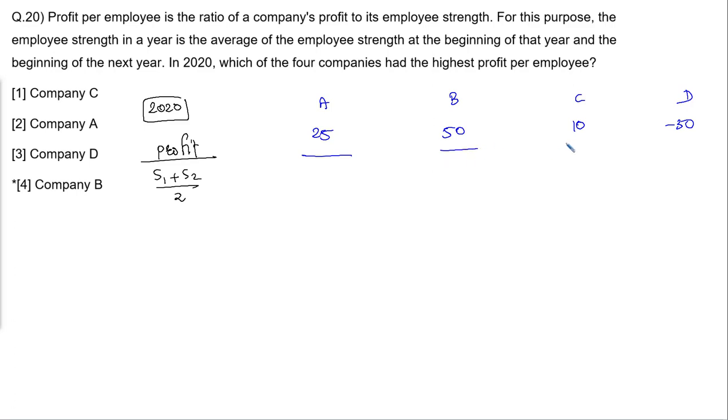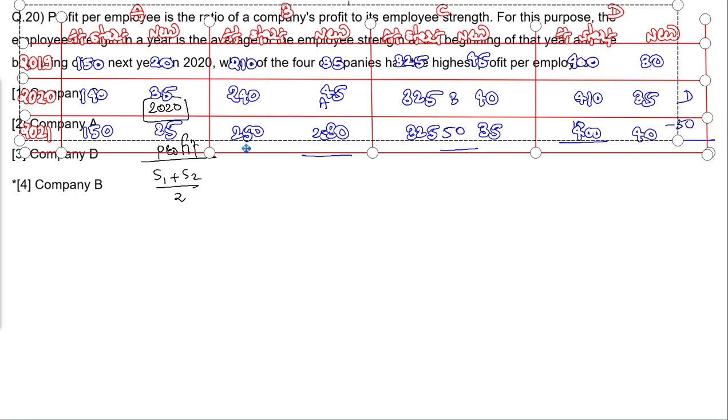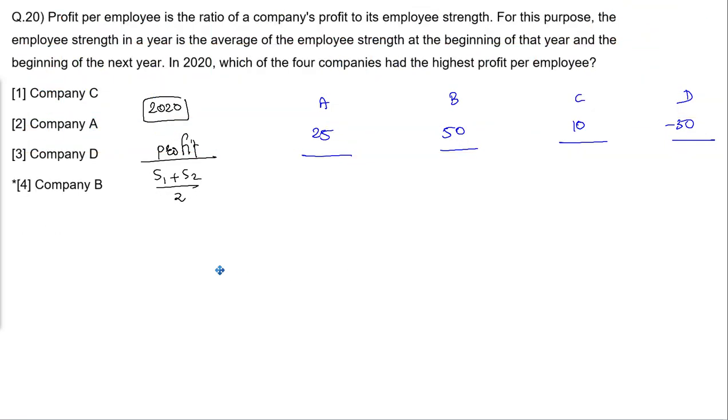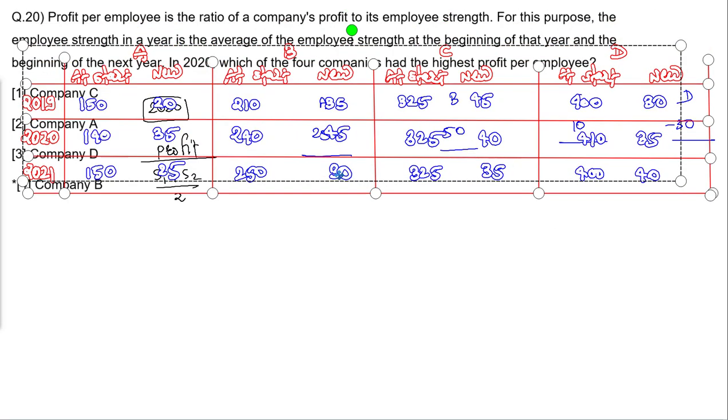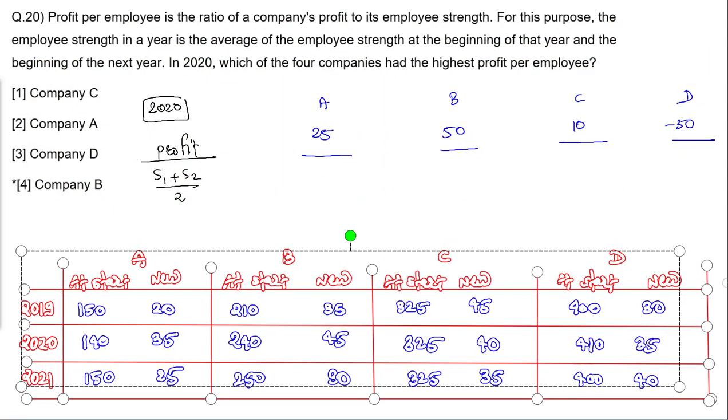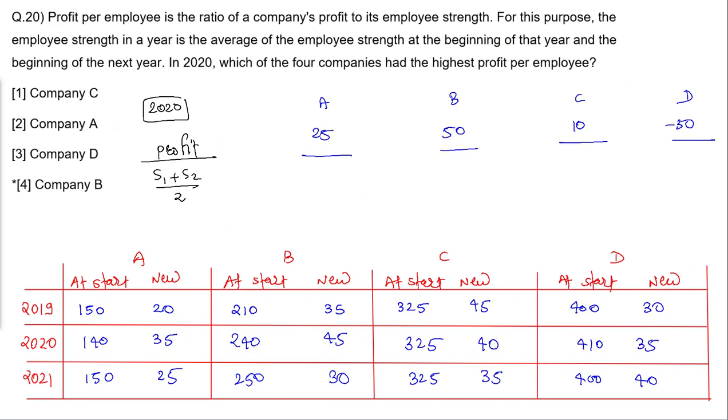Now divided by what we need to do over here. Let me copy the second table. So the average of the strength in the year 2020 and 2021, the average of these two numbers is 145. The average of these two numbers is 245. The average of these two numbers is 325. And the average of these two numbers is 405. So which ratio is the highest? So company D is eliminated over here.